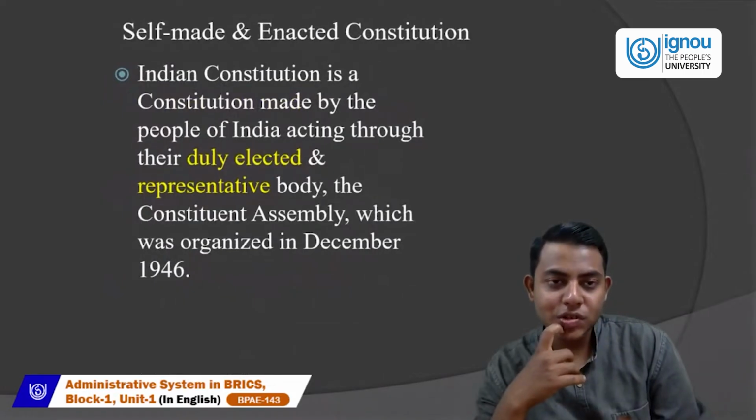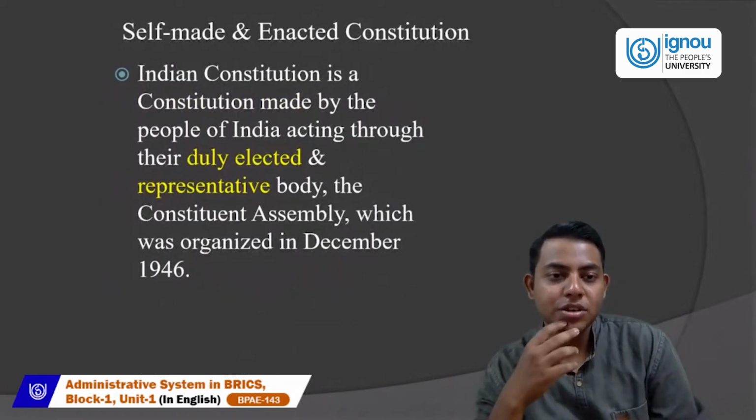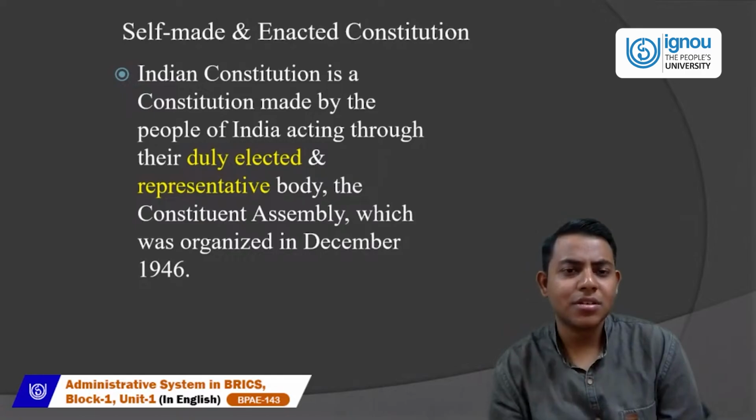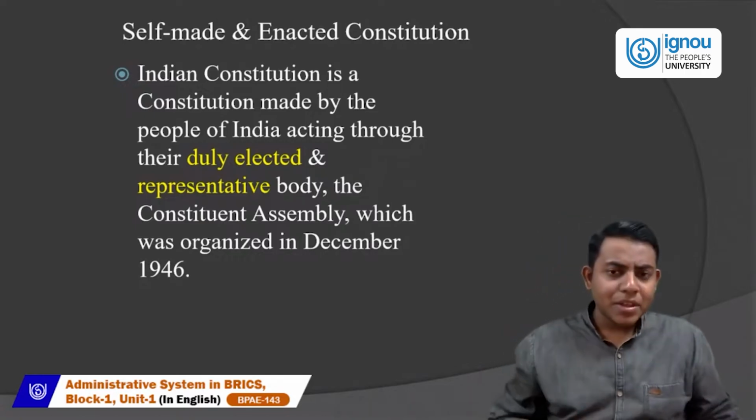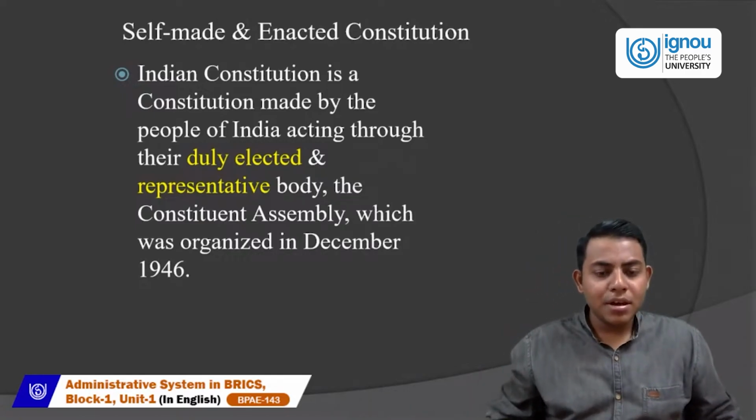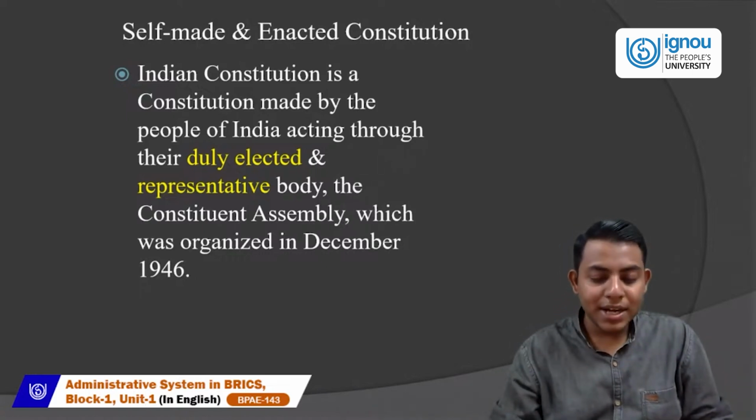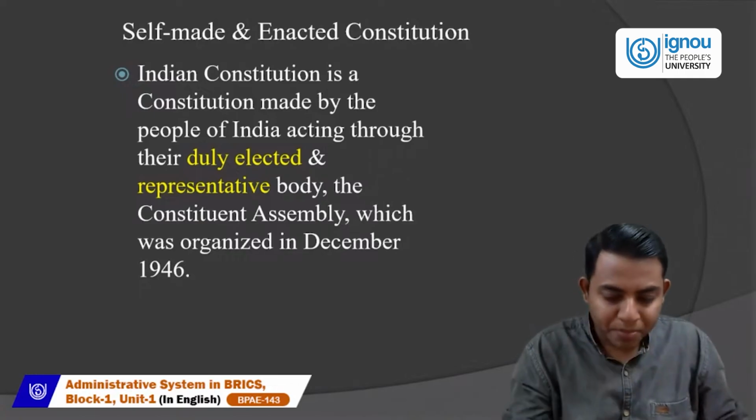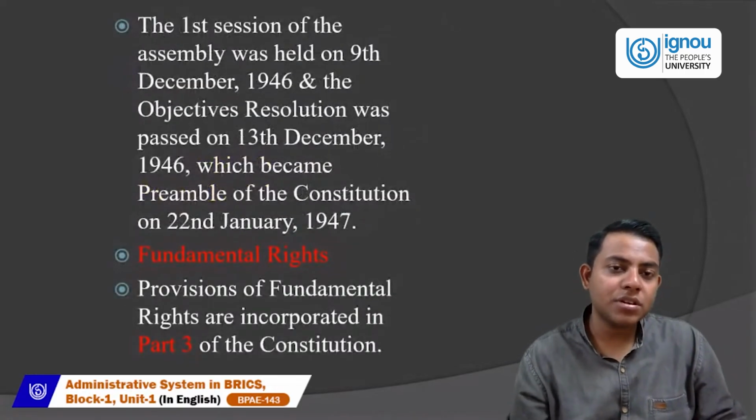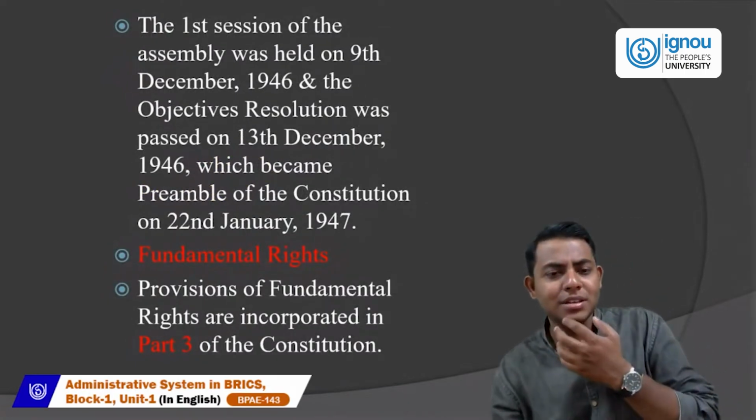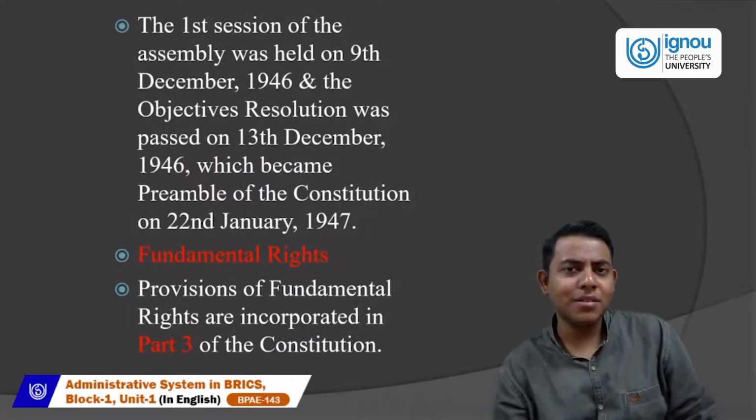Our constitution is also a self-made and self-enacted constitution. The Indian constitution is made by the people of India, acting through their duly elected and representative body, the Constituent Assembly, which was organized in December 1946. The first session of the Constituent Assembly was held on 9th December 1946, and the objective resolution was passed on 13th December 1946. This objective resolution became the preamble of the Constitution on 22nd January 1947.